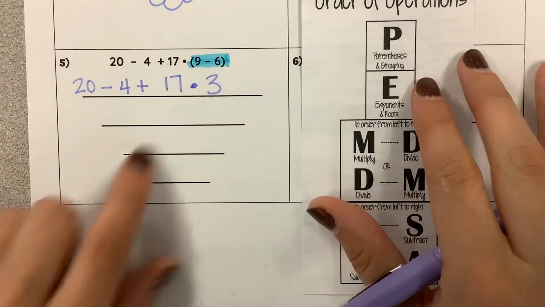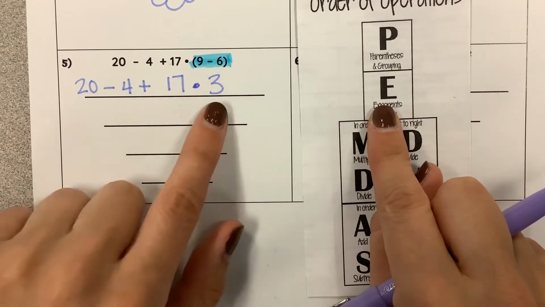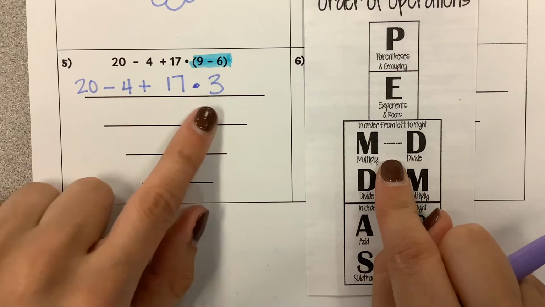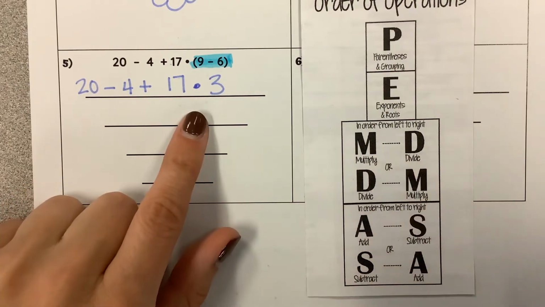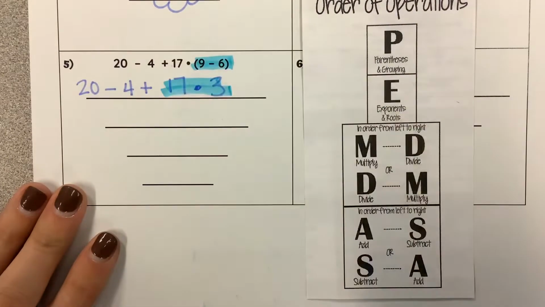Okay, going through our checklist. Are there any more parentheses? No. Are there exponents? No. Is there multiplication or division? Yeah, there's multiplication right here. So that is what I need to do next.